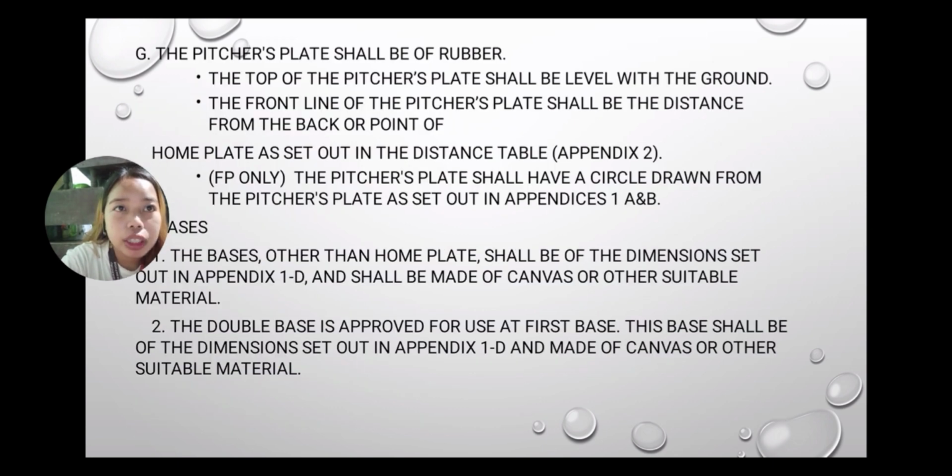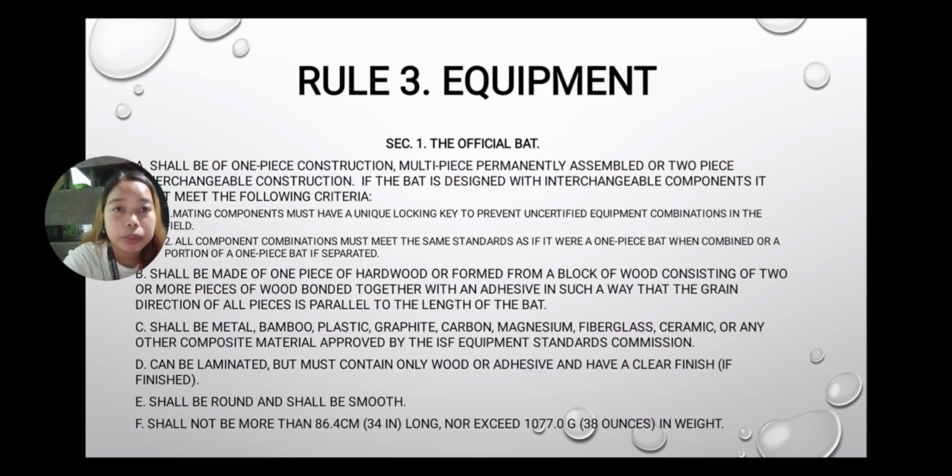The pitcher's plate shall be a plate or rubber. The top of the pitcher's plate shall be level with the ground. The front line of the pitcher's plate shall be a distance from the back point of home plate as set out in the distance table. The bases other than home plate shall be on the diamond set out in appendix 1D. The double base is approved for use at first base. The base shall be a diamond set out in appendix 1D and made of canvas or other suitable material.